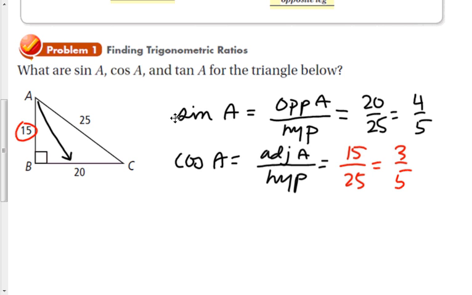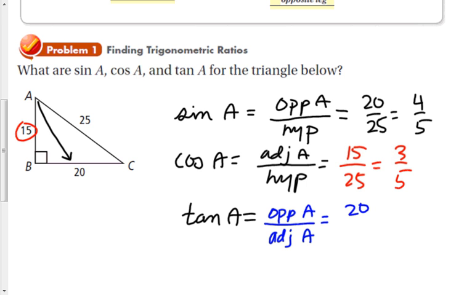And then the tangent of A is equal to the ratio of the two legs, the leg opposite A divided by the leg adjacent to A. Okay, and opposite A is 20. Adjacent to A is 15, and that simplifies to 1/3. All right, you try that.